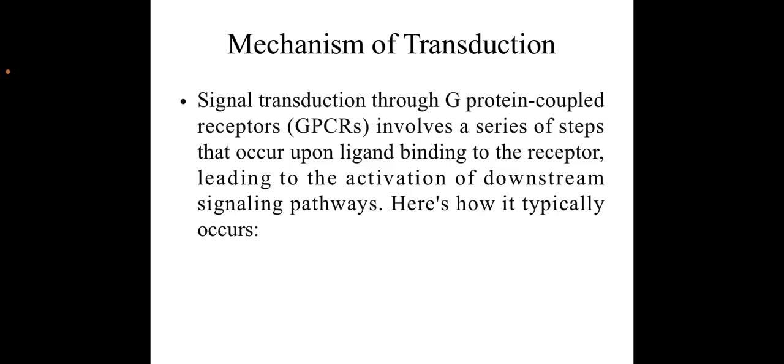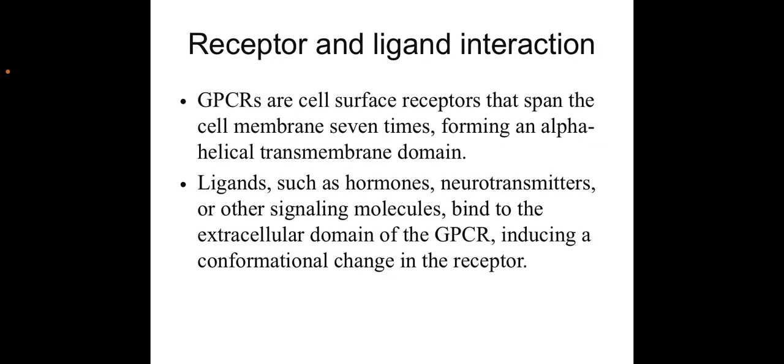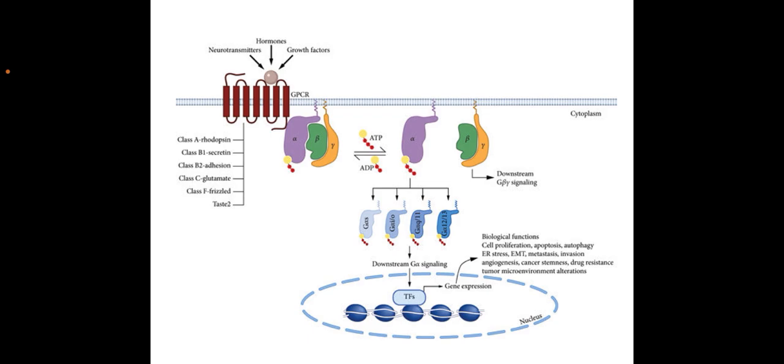And if we talk about the mechanism of transduction, signal transduction through G protein coupled receptors involves a series of steps that occur upon ligand binding to the receptor, leading to the activation of downstream signaling pathways. Here is how it typically occurs. GPCRs are cell surface receptors that span the cell membrane 7 times, forming an alpha helical transmembrane domain. Ligands such as hormones, neurotransmitters, or other signal molecules bind to the extracellular domain of the GPCR, inducing a conformational change in the receptor.